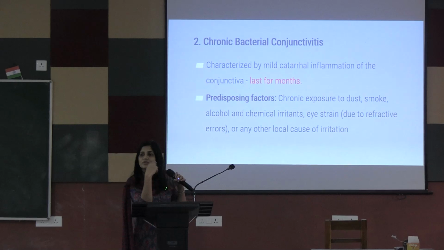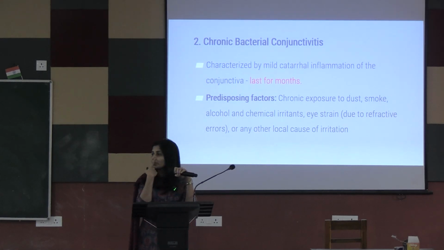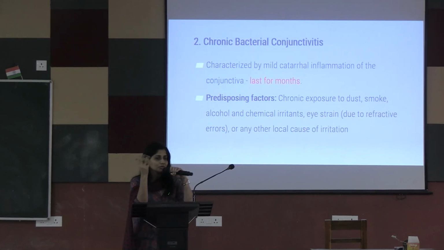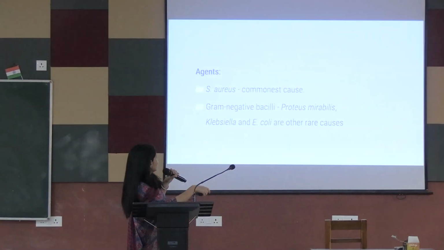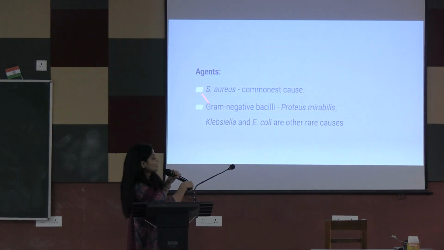So this can be observed in which people? The people who are working at the factories, right? The laborers, the people who work in the smoke houses, all those people. It can be due to eye strain, refractive errors and any other cause of local irritation. Local irritation because of all these factors. Again, the agents remain the same.